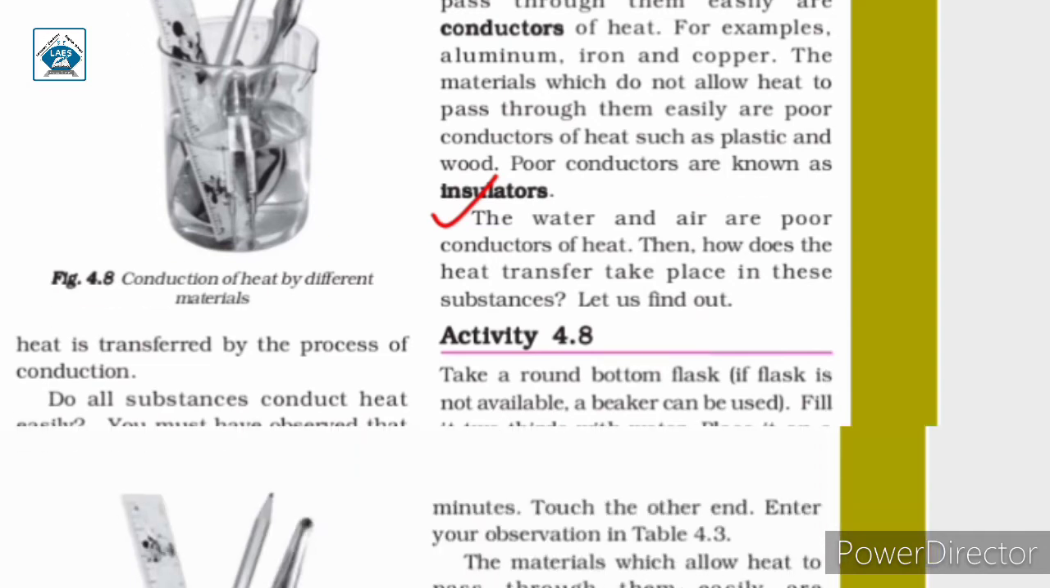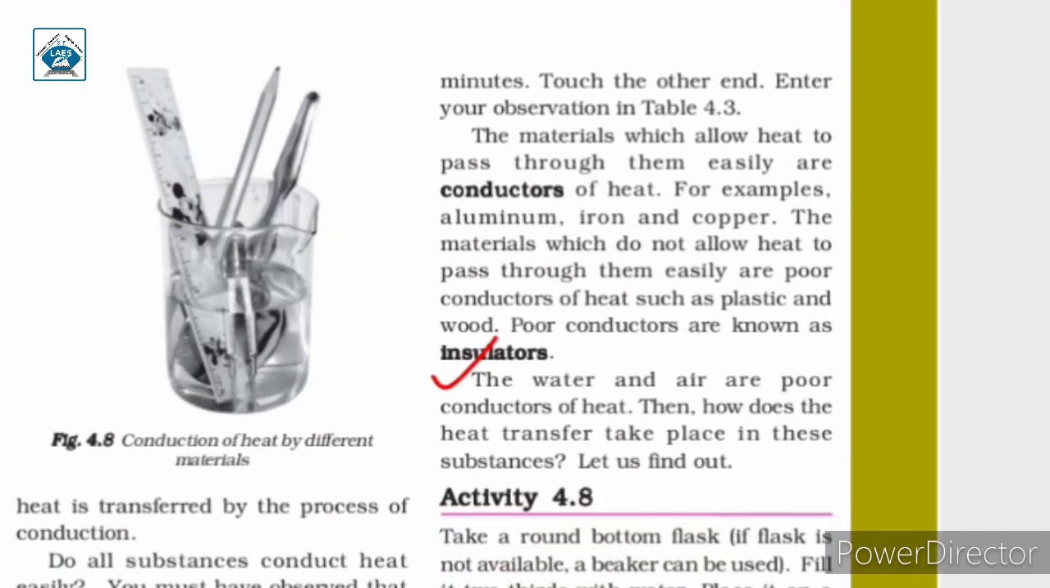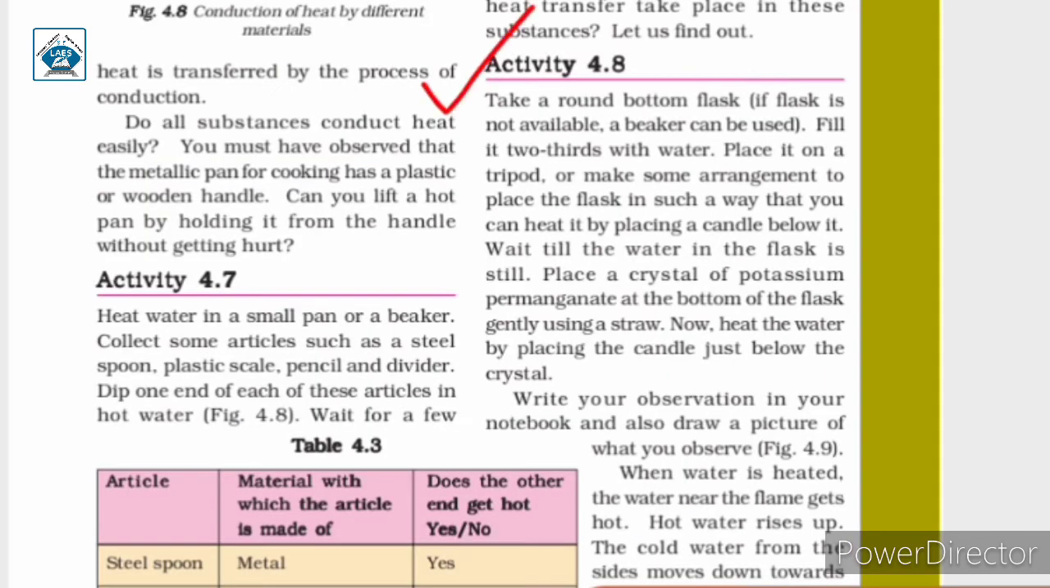Let us find out how transfer of heat takes place in air and water, which are poor conductors of heat, in the next activity. Activity 4.8. Take a round bottom flask. If a flask is not available, a beaker can be used. Fill it 2/3 with water. Place it on a tripod or make some arrangement to place the flask in such a way that you can heat it by placing a candle below it.